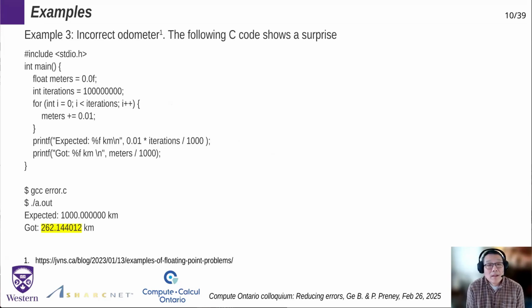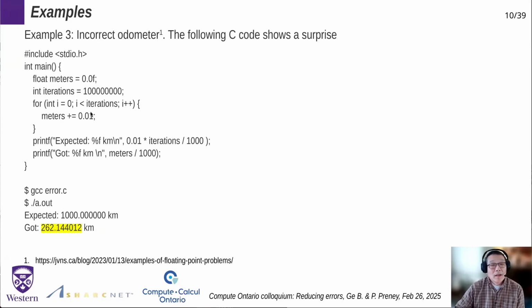Next example, I call it the incorrect odometer. In this C code, what we do is we add the number 0.01 repeatedly 100 million times and see what we get. And just by math, if we add 0.01 100 million times, what we should have is 0.01 multiplied by 100 million, and then we just cross two zeros. Okay. So this is what we do.